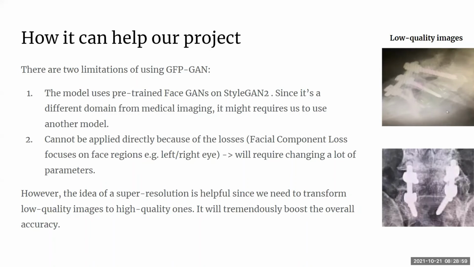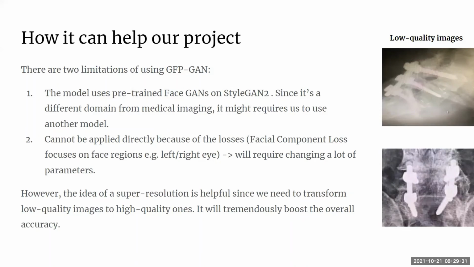And secondly, as Hattie was talking about the losses, there was one that focuses specifically on the face regions. For example, if you remember the image where it had an accent on the left eye and right eye and the mouth and stuff like that, this kind of loss would be a very big trouble to train on our images. So it would require us to change a lot of parameters.